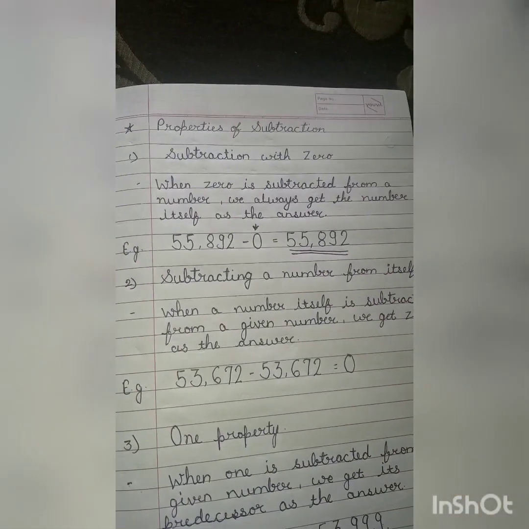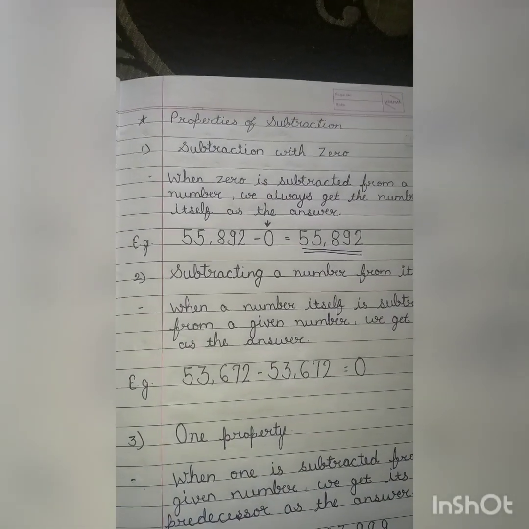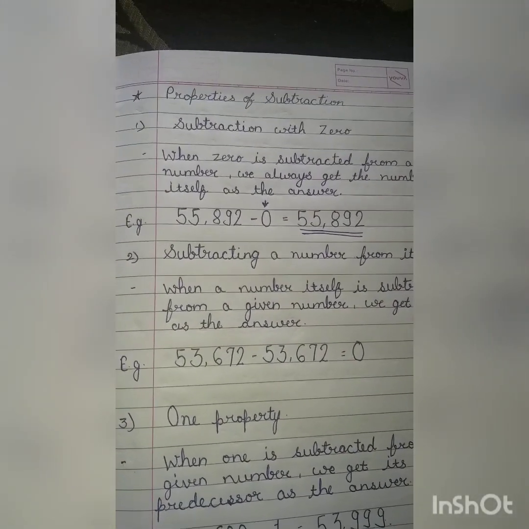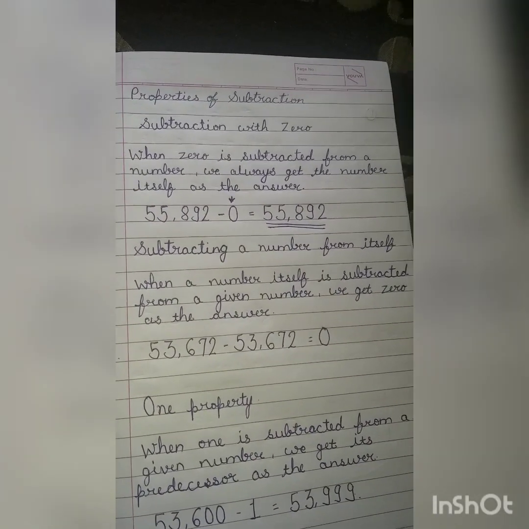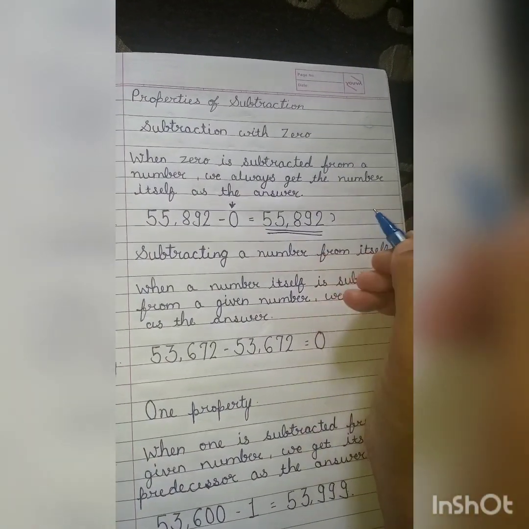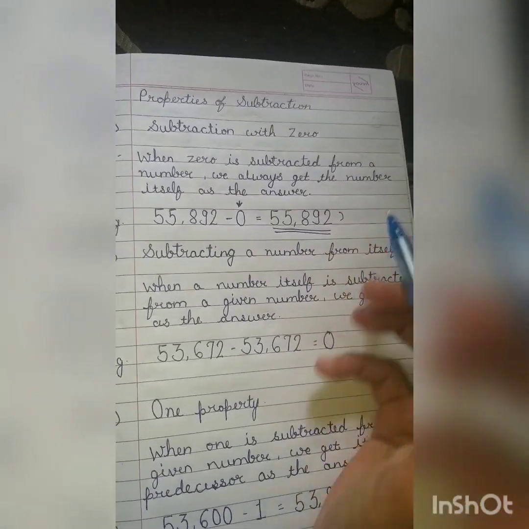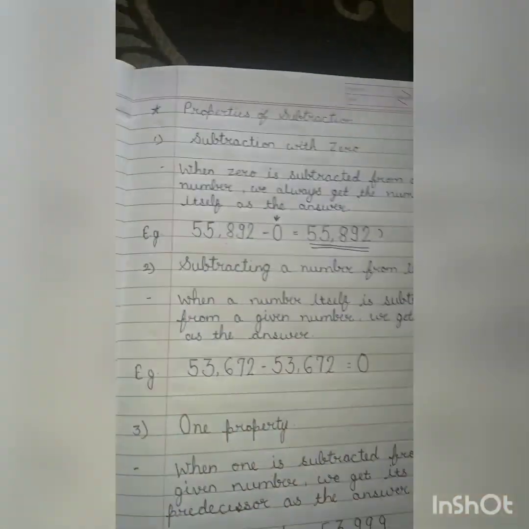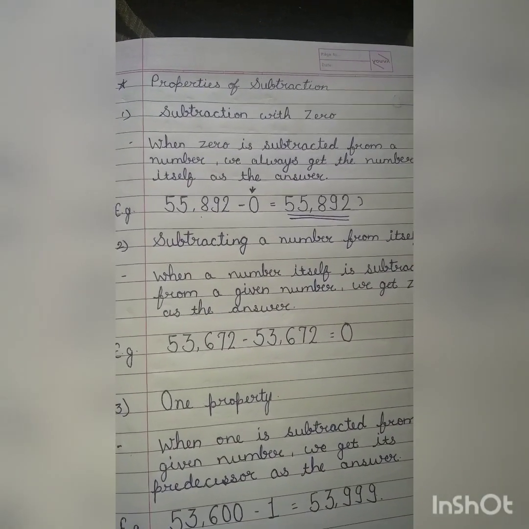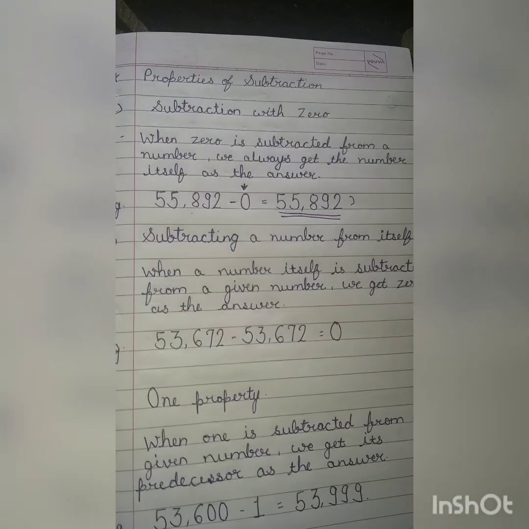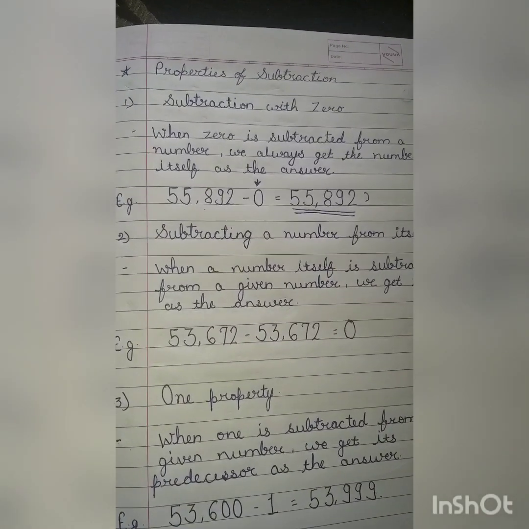So here students, we can see that 55,892 minus 0 is equal to 55,892. That means the same number. Okay, this is the same number which we have taken as the example. So it is a very easy property that we already know: when we subtract 0 from any number, we get the same number as the answer.